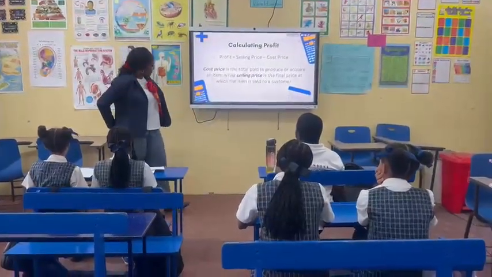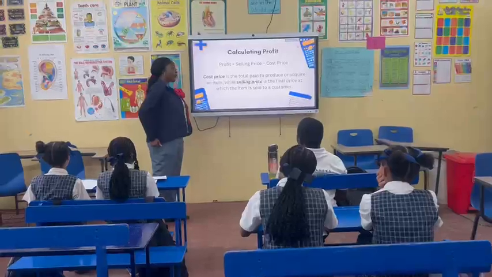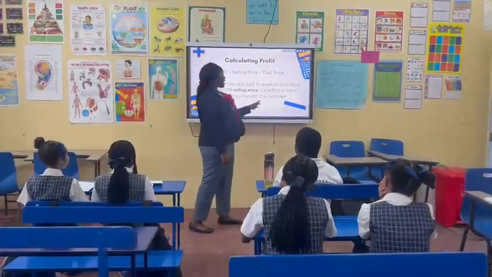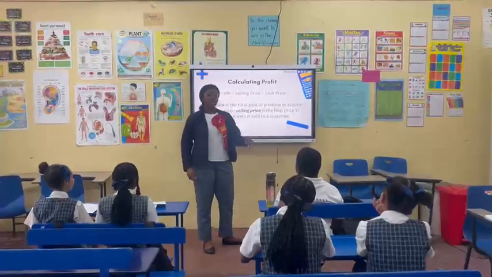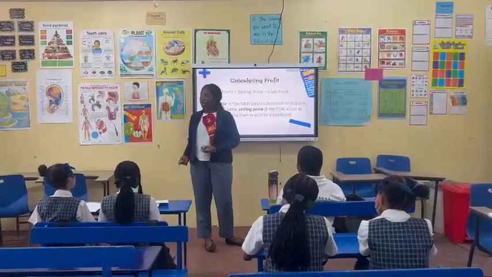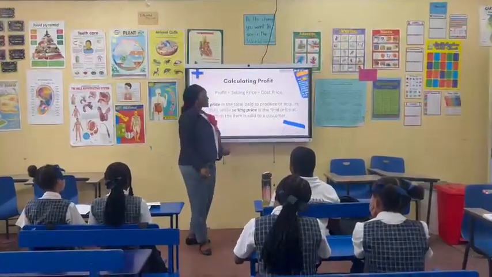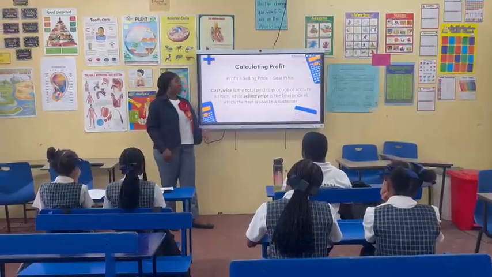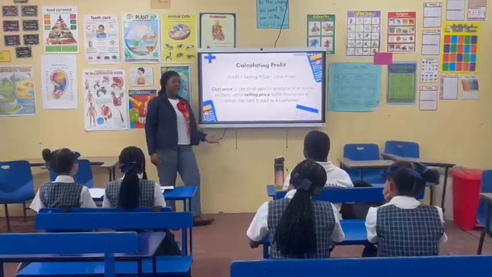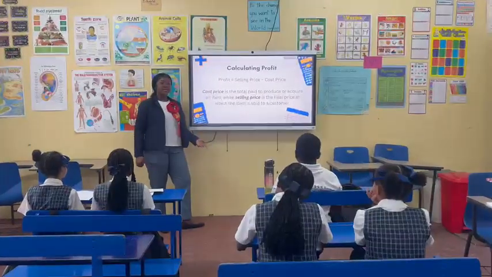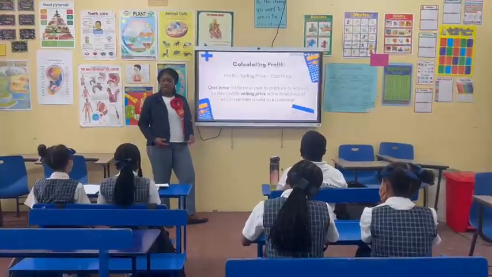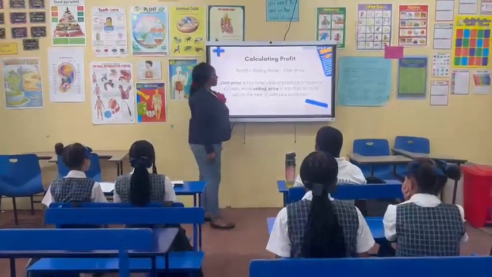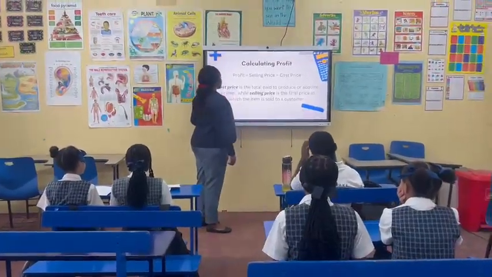Now, in order to calculate profit, we must subtract the cost price from the selling price. The selling price in the instance that I used just now would be $60 because I sold the gum for $60, and the cost price would be $40. Now, $60 subtract $40 will give me $20. Therefore, my profit would be $20.